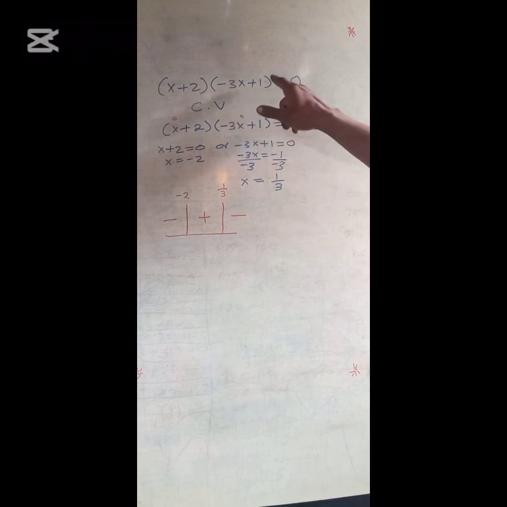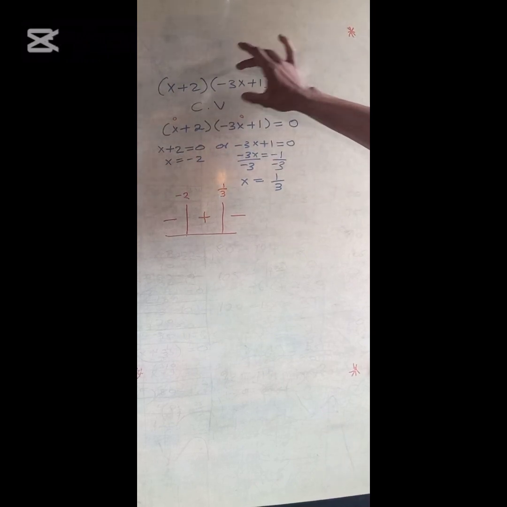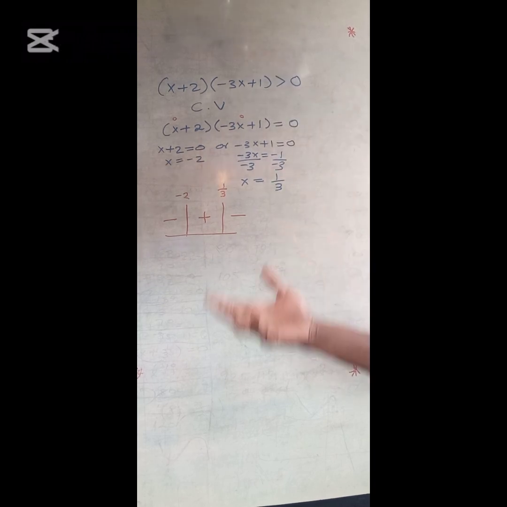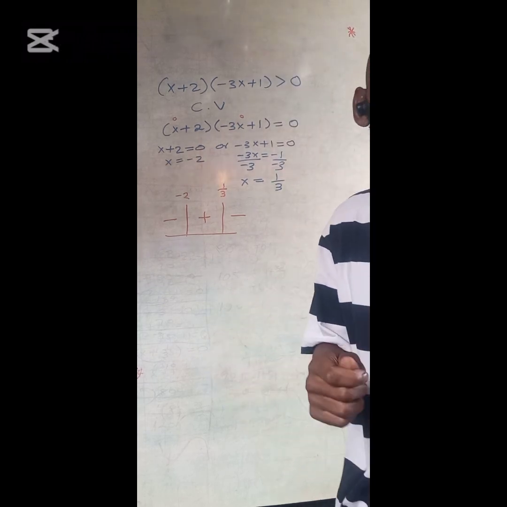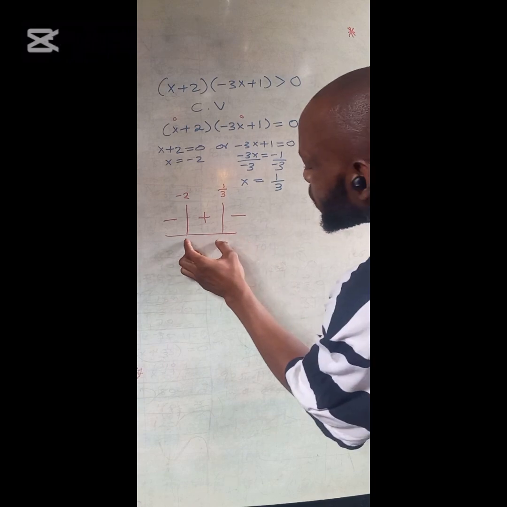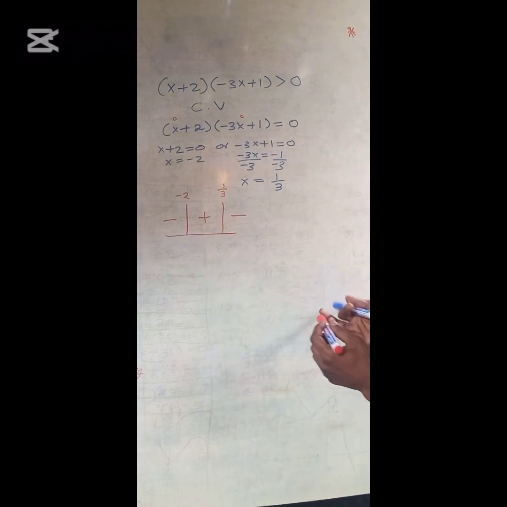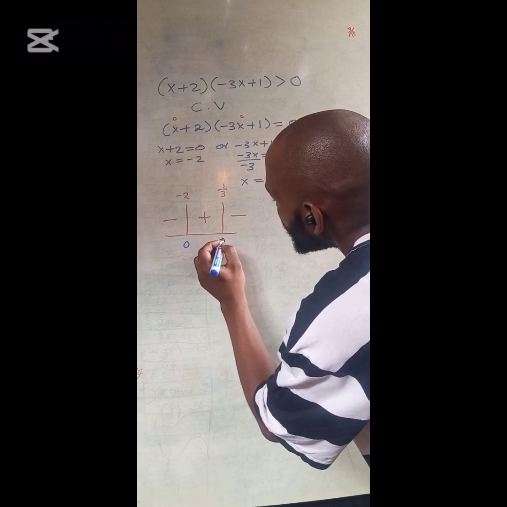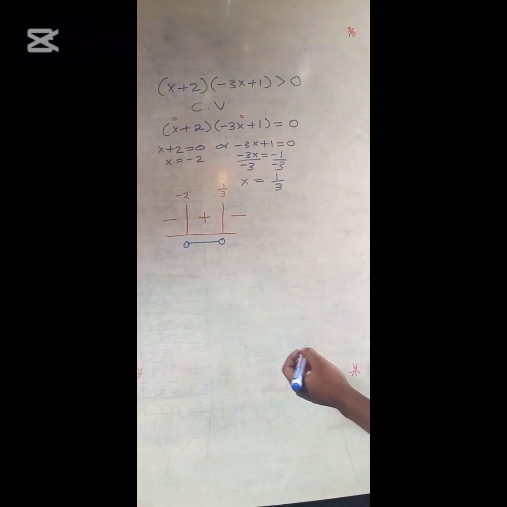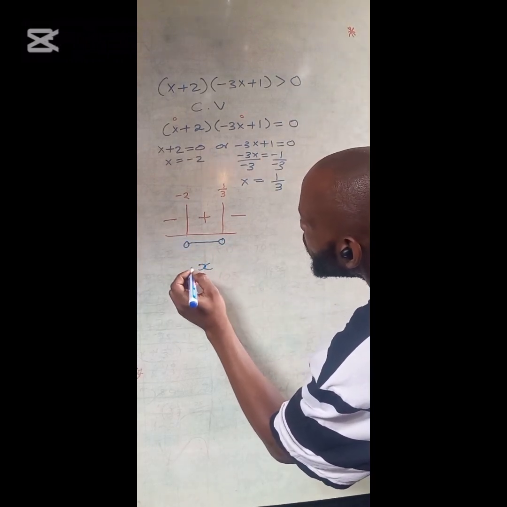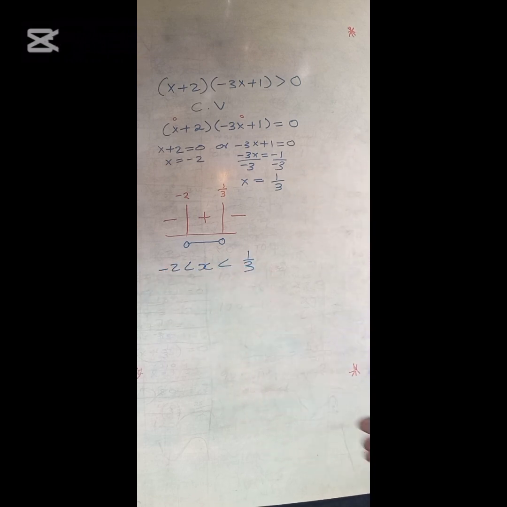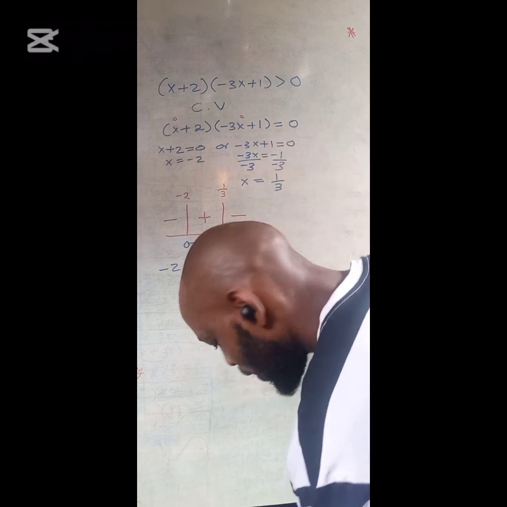We are looking for x values that will make this portion greater than 0, and we know that all the numbers that are greater than 0 are positive. So our solution lies here. So our solution is x is greater than -2 but less than 1/3, because all the numbers that are greater than 0 are positive, right?